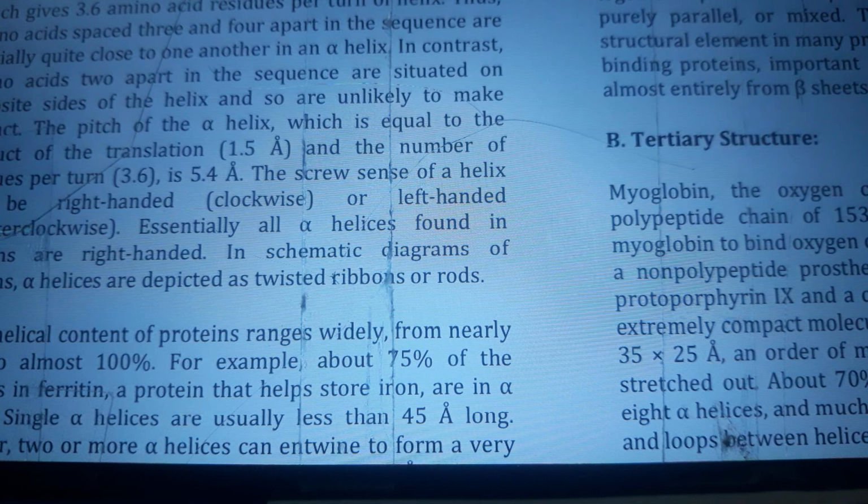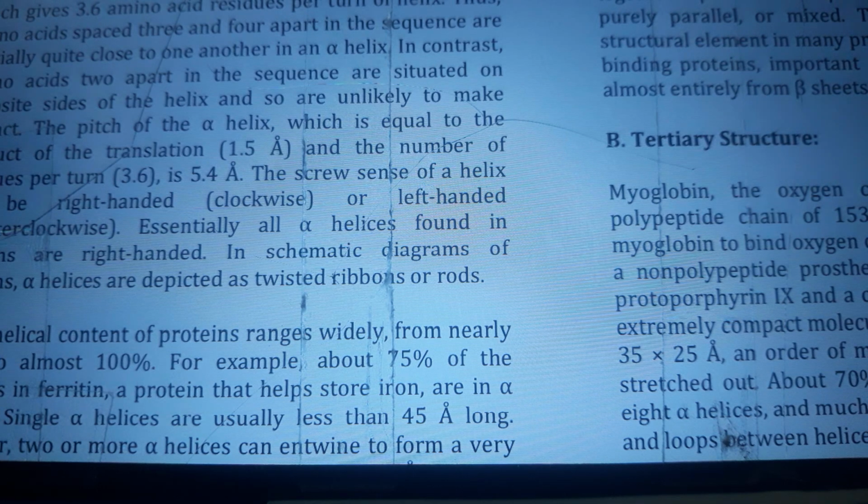The pitch of the alpha helix, which is equated to the product of the translation, 1.5 angstrom, and the number of residues per turn, 3.6, is 5.4 angstrom. The screw sense of a helix can be right-handed, clockwise, or left-handed, counterclockwise. Essentially, all alpha helices found in proteins are right-handed.